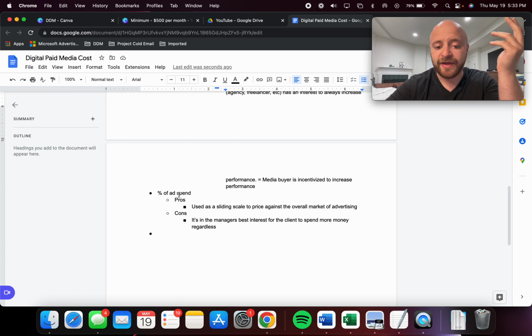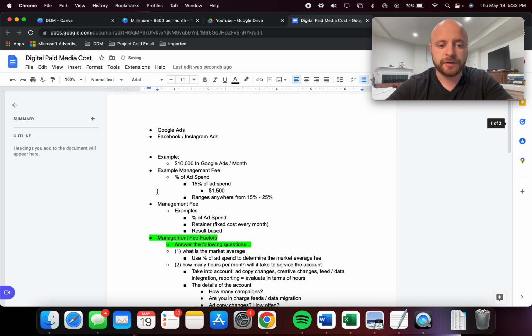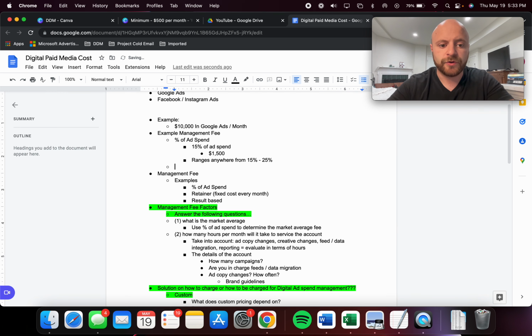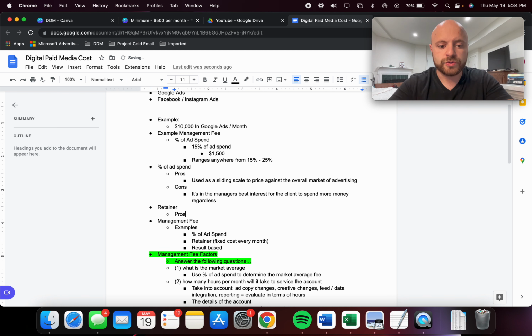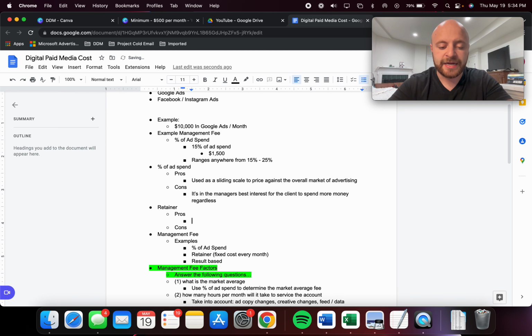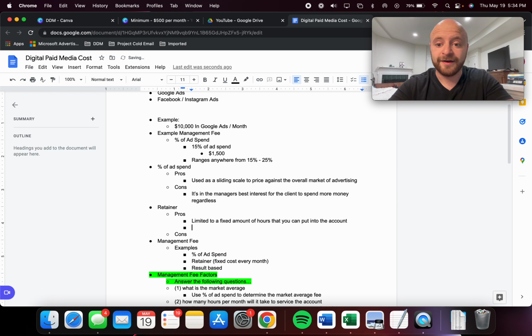Again, to go through the pros and cons: percent of ad spend, and what are the other ones? Retainer pros and cons. The cons would be that you're limited to a fixed amount of hours you can put into the account, and it isn't scalable for smaller ad spend clients.